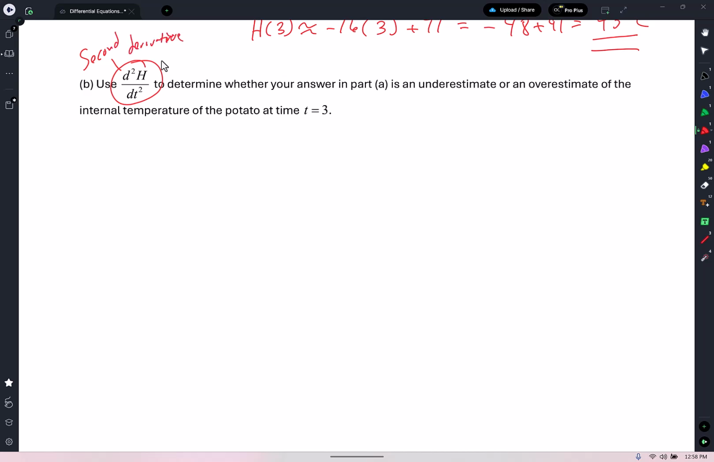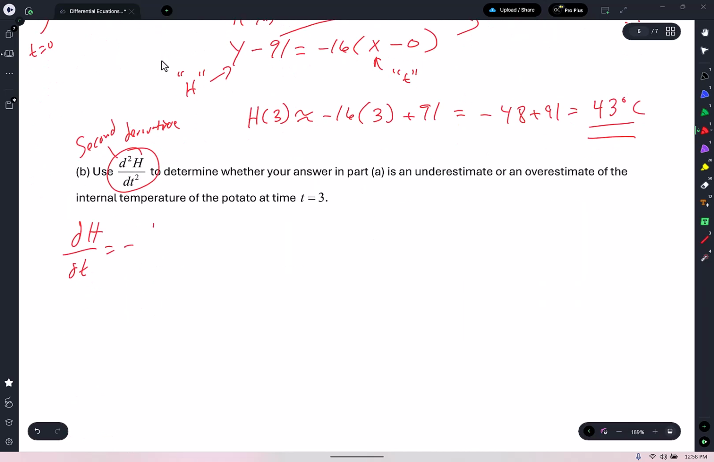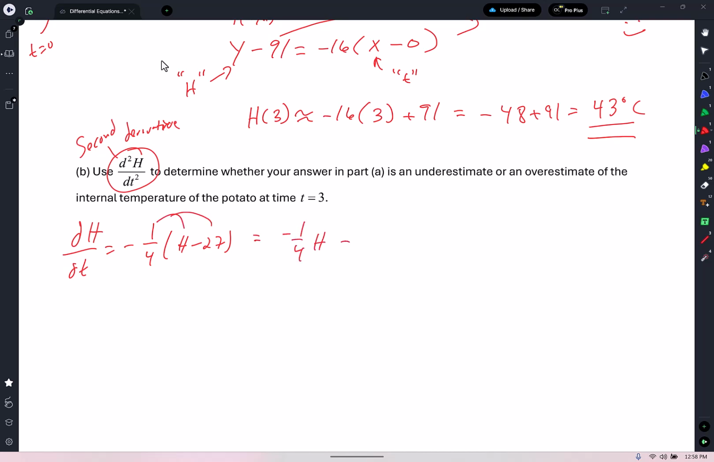So here we go. We already have what dh/dt is, guys. dh/dt is equal to negative 1/4 (h minus 27). You don't have to distribute this. You can just take the derivative immediately. But if it helps you, go ahead. It's not a big deal. Plus 27 over 4. Negative times a negative is a positive.